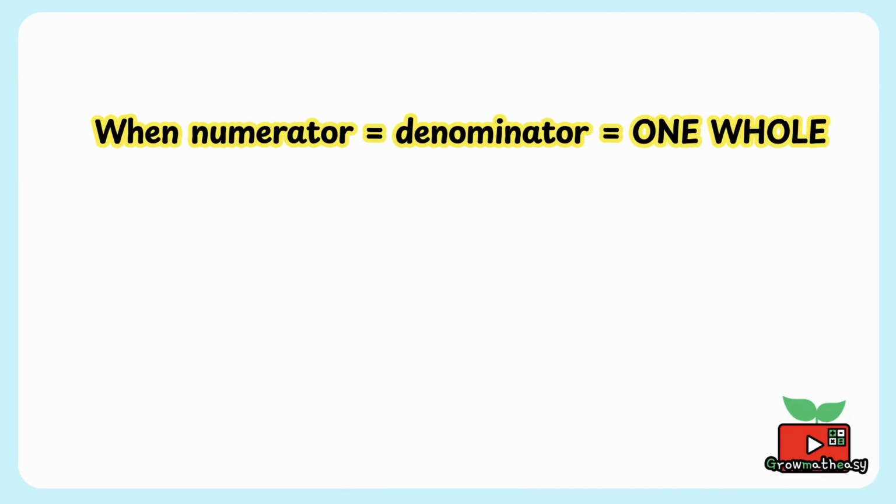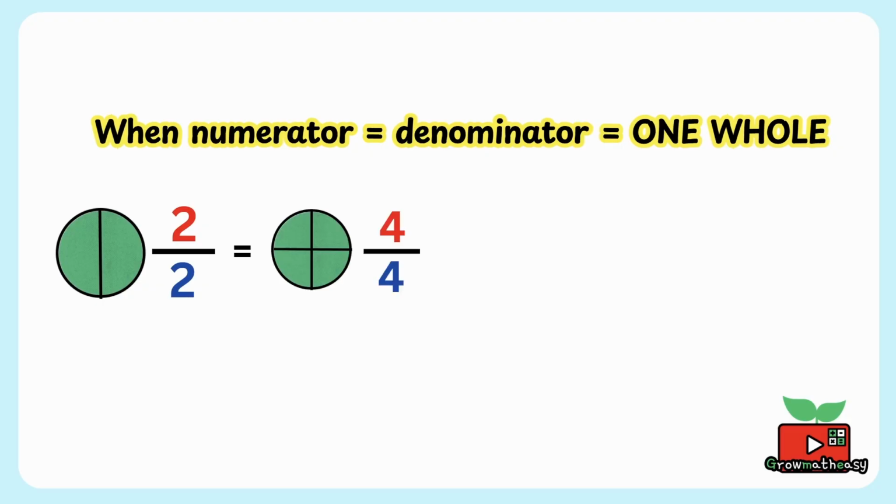So remember, when the numerator equals the denominator, it equals one whole. Whether it's 2/2 or 4/4 or 8/8, they all make one whole.